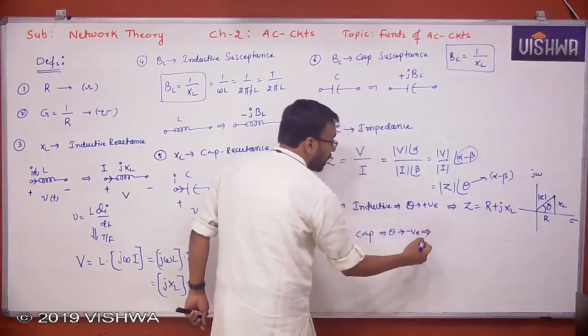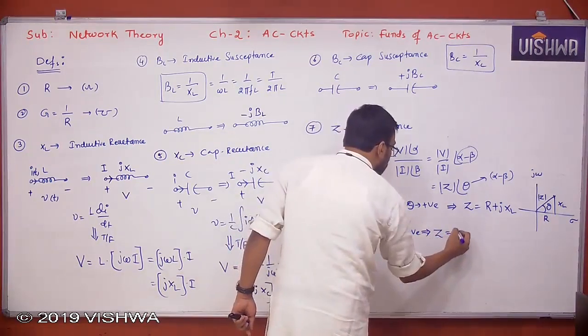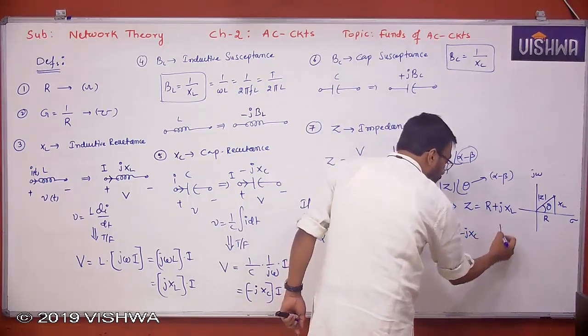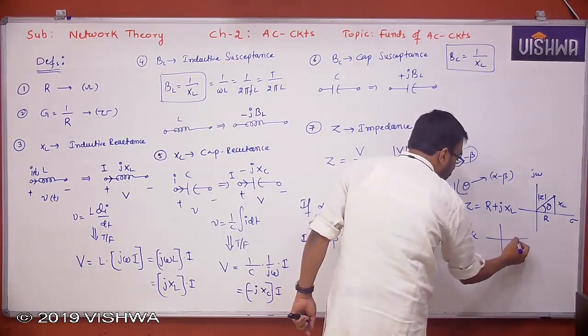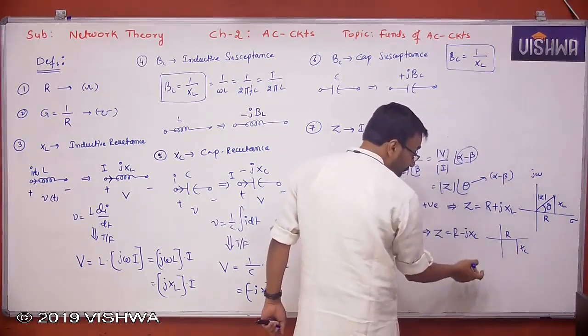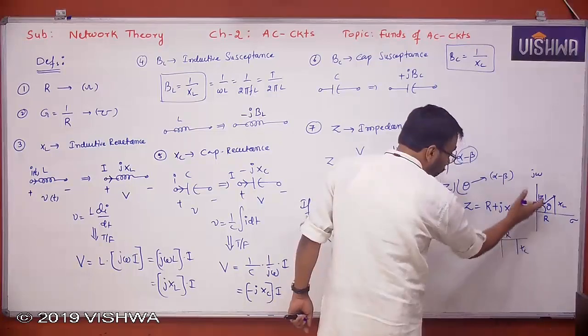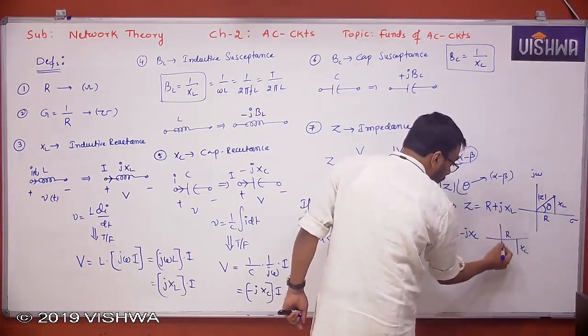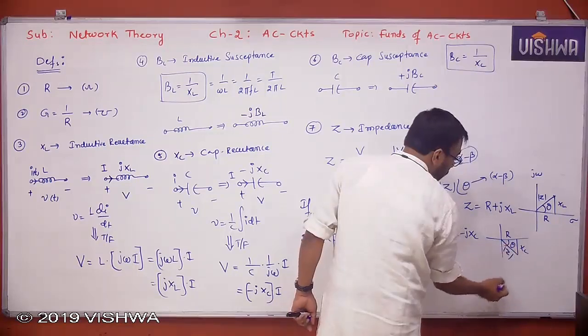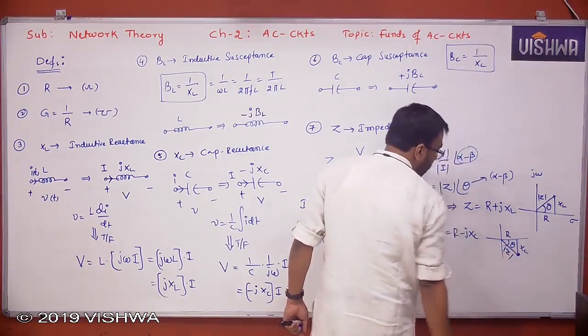And you get Z is equal to R minus jXC. So where do you get this? This is R and this is XC. This is R, this is XC, because of minus jXC. Therefore, negative imaginary part. Therefore this is going to be Z, and this is going to be theta. So this is what Z actually is. Understand all of you, okay?